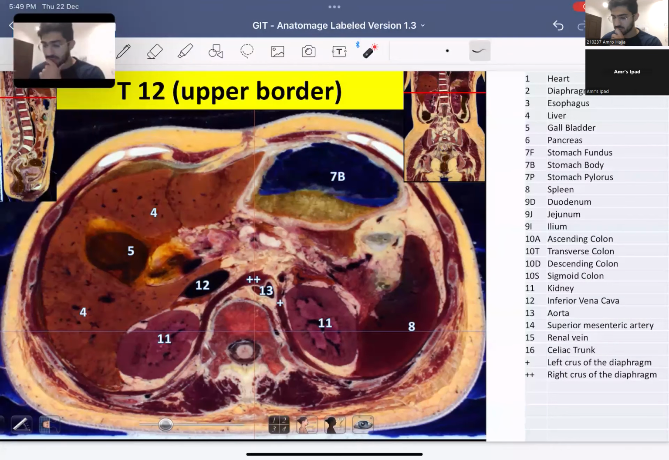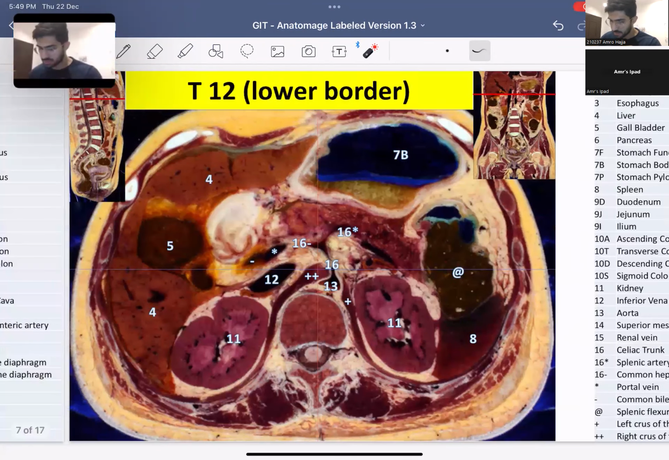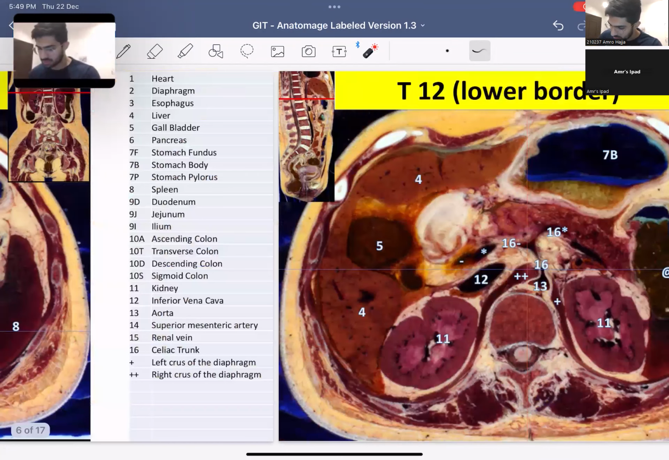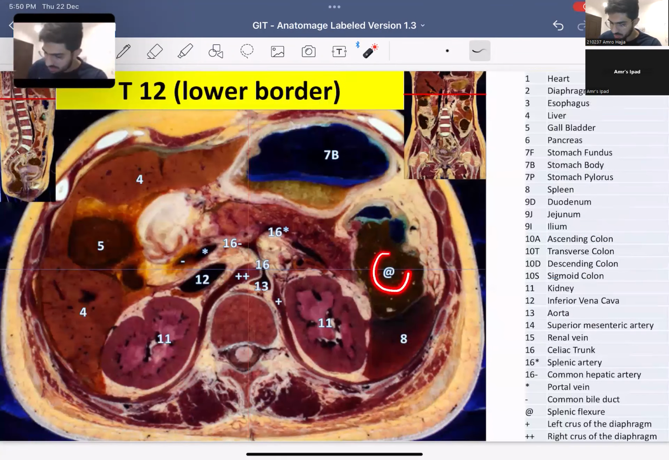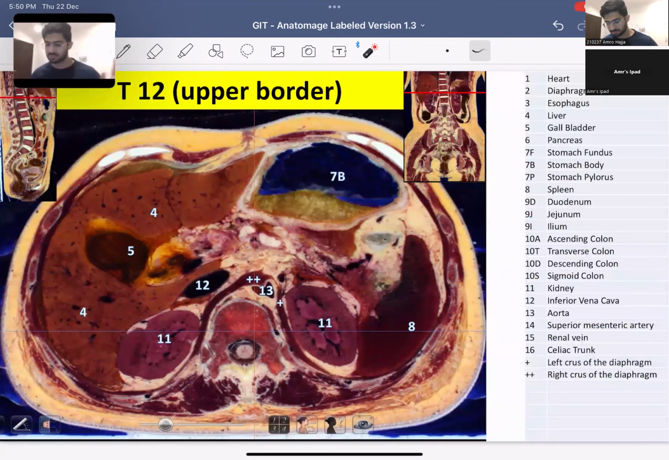Now let's start with the first one, which is T12, the upper border. Okay, so how can we know that this is the upper border and it's not the lower border? Now let's just appreciate here. We have upper and lower. Okay, so the lower border has the splenic flexure over here, while the upper border doesn't have it. Okay, this is the main difference between them. Tamam. So you can see the kidneys, the liver, the spleen, the stomach, and there's no splenic flexure.